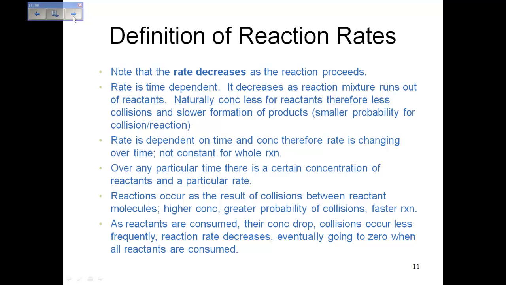As reactants are consumed, their concentrations drop, the collisions occur less frequently, and reaction rates decrease, eventually going to zero when all reactants are consumed. Or if it's a limiting reagent problem, at least one of the reactants is consumed. So as the reaction continues to go, the rate will continue to drop as collisions become less frequent, because the probability of collisions goes down as the concentration goes down. Therefore, the reaction slows and slows down until it doesn't exist anymore.